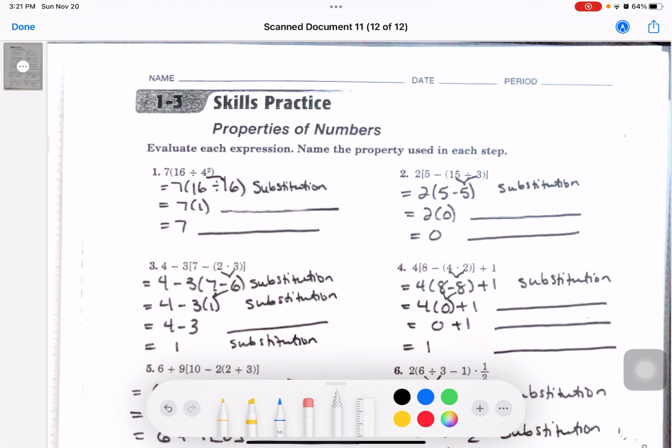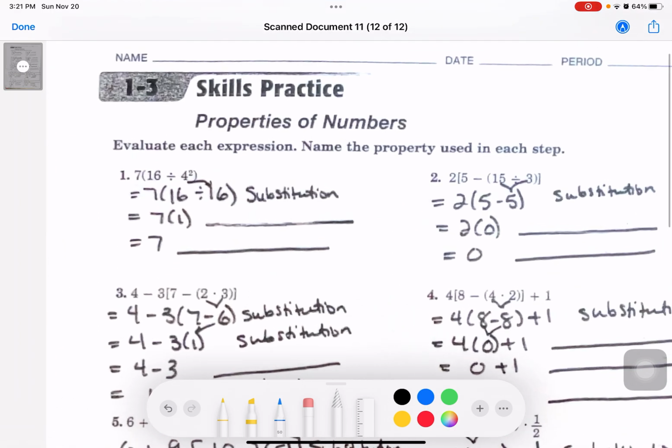So as you can see in this first one, they did the 4 to the second power and got 16. That was a form of substitution. I'm also going to give you a bonus, and I'm going to do the next one with you, because you can see they did 16 divided by 16 and got 1. Do you know what property that is?